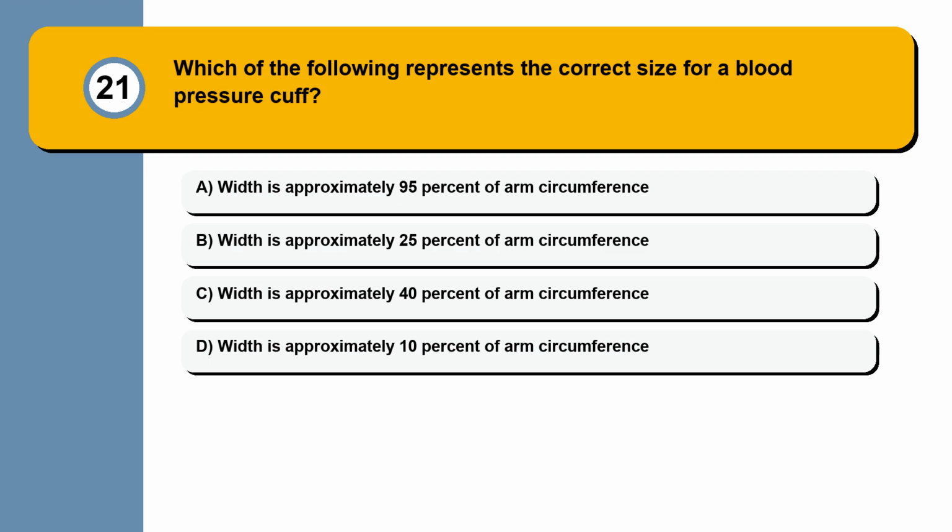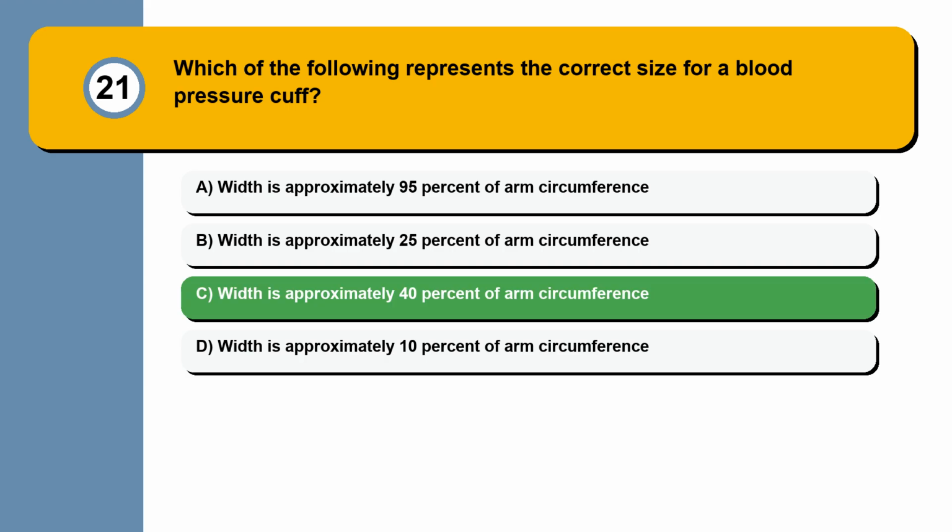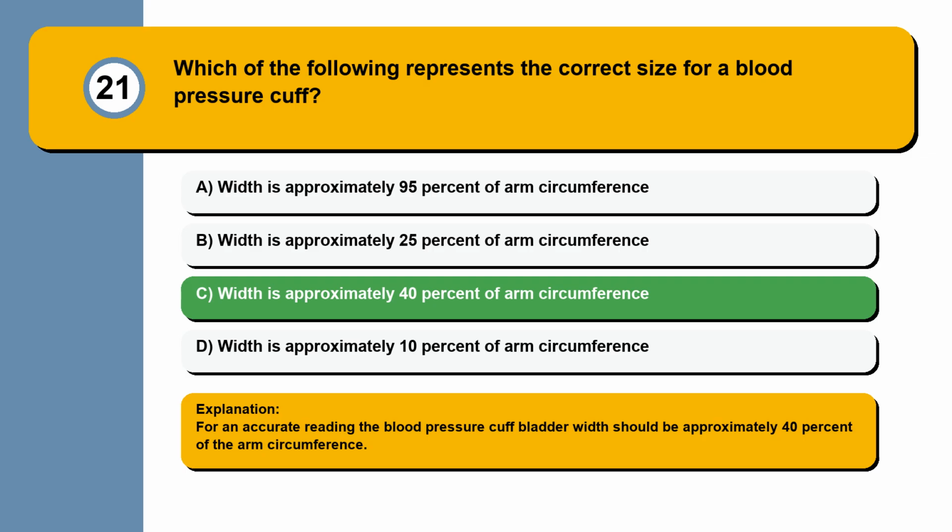Question 21. Which of the following represents the correct size for a blood pressure cuff? Width is approximately 95% of arm circumference. Width is approximately 25% of arm circumference. Width is approximately 40% of arm circumference. Width is approximately 10% of arm circumference. For an accurate reading, the blood pressure cuff bladder width should be approximately 40% of the arm circumference.